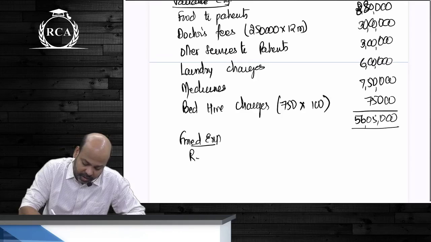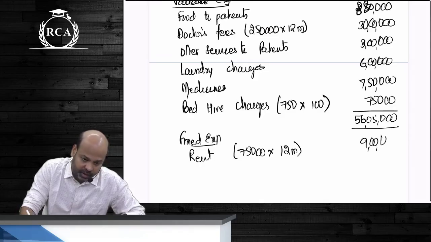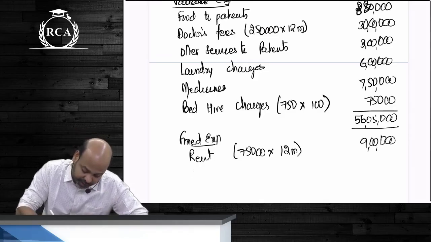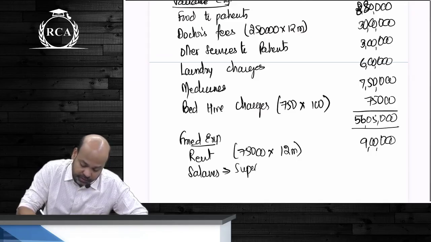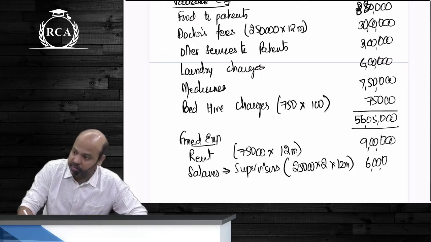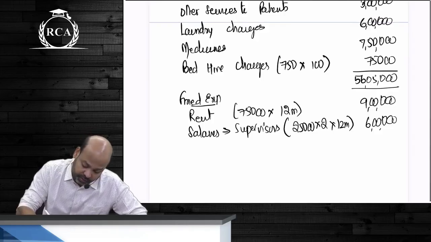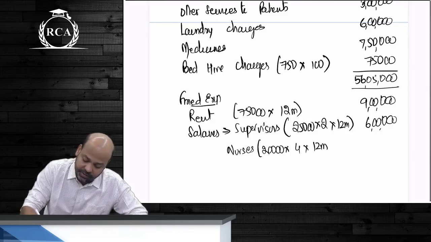Fixed expenses में बेटा how much is the amount of rent guys? 75,000 per month multiplied by 12 months, 9 lakhs. Salaries बेटा payable to all of them. Supervisors guys, क्या सोच रहा है विकास? 25,000 guys into 2 into 12 months. How much will that be? 6 lakhs. Nurses बेटा, 20,000 into 4 nurses into 12 months, 9,60,000.